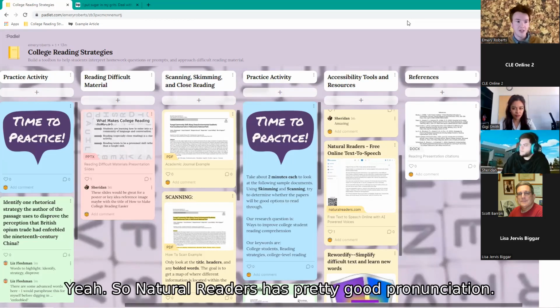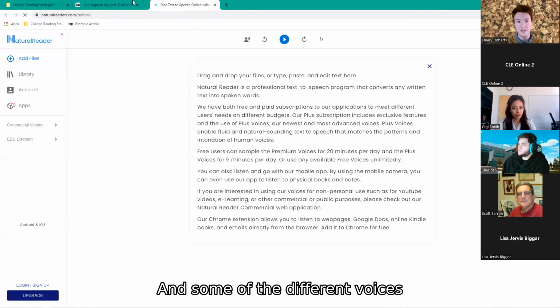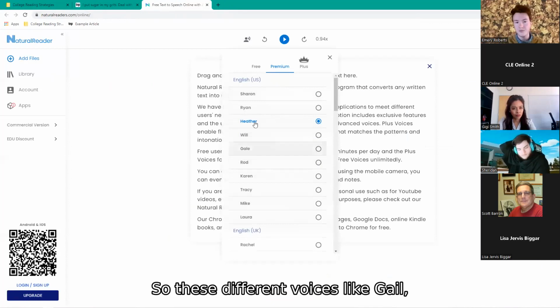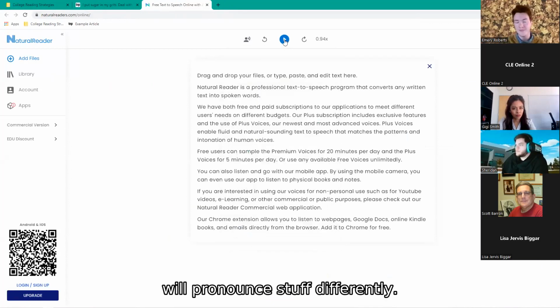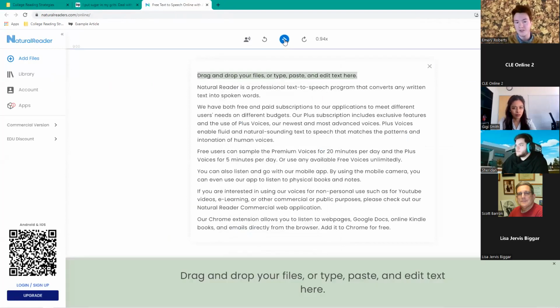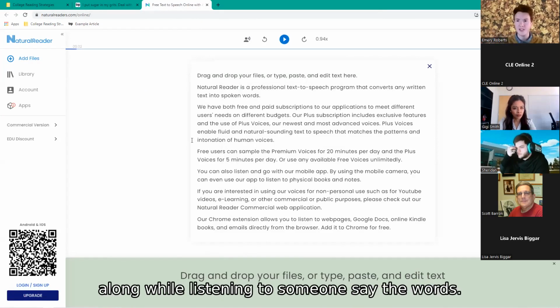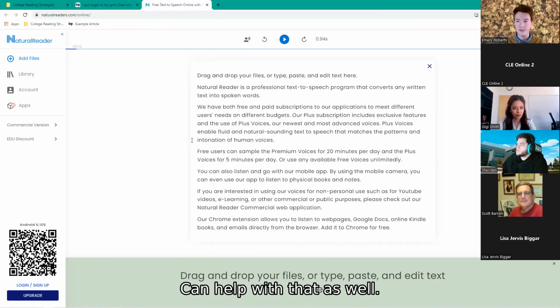Yeah, so Natural Readers has pretty good pronunciation, and some of the different voices have different, again, accents and things. So these different voices, like Gail, will pronounce stuff differently. Drag and drop your file. So the pronunciation isn't perfect, but it can help with that. And that's, again, where reading along while listening to someone say the words can help with that as well.